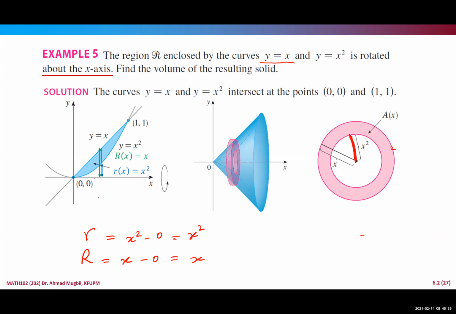Now, khalas, when you have R small and R capital, you will just multiply by R capital squared minus R small squared. You will integrate with respect to x, and you will integrate from 0 to 1. This will give you the volume. That's it.